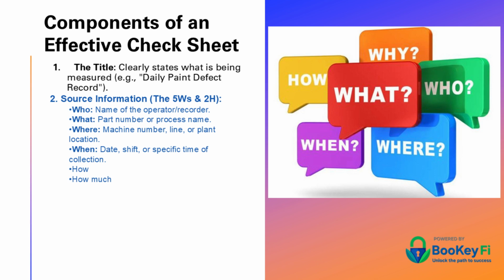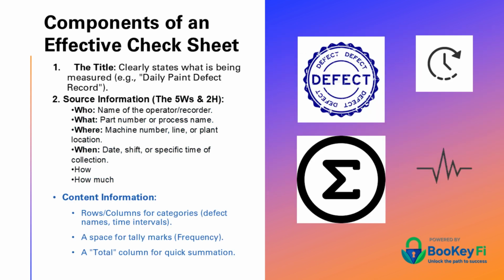When? The date, shift, or specific time of collection. This is critical for identifying time-based patterns or shift-to-shift variations. How and how much. These fields define the method of measurement and the quantity being checked, ensuring consistency across different shifts. Content information. This is the functional core of the document where the actual data resides.